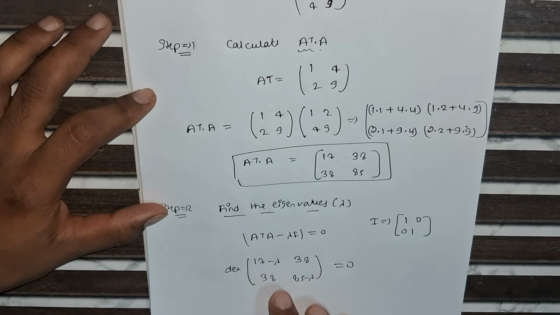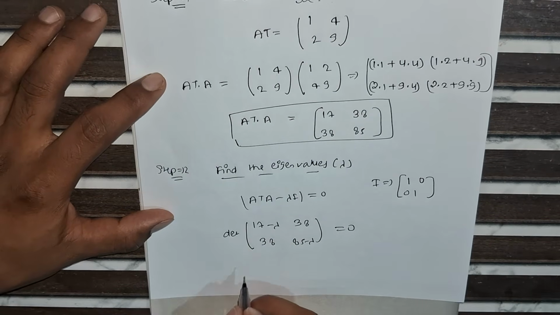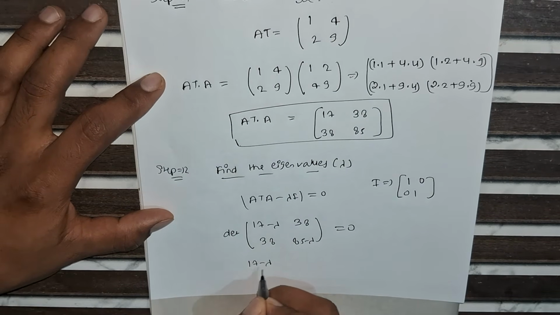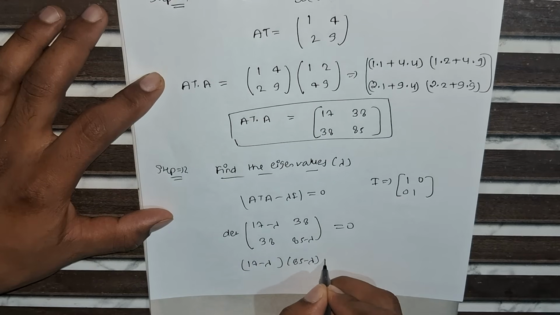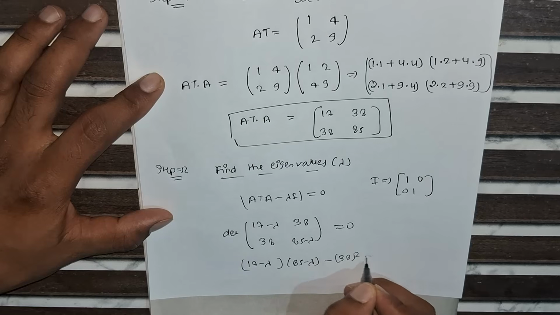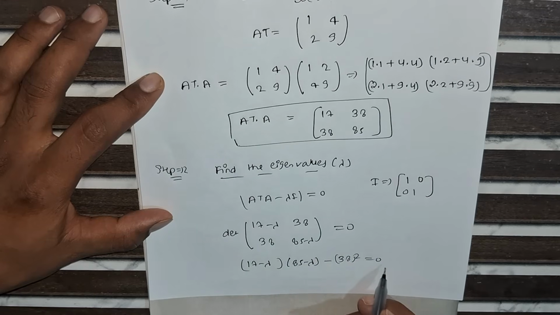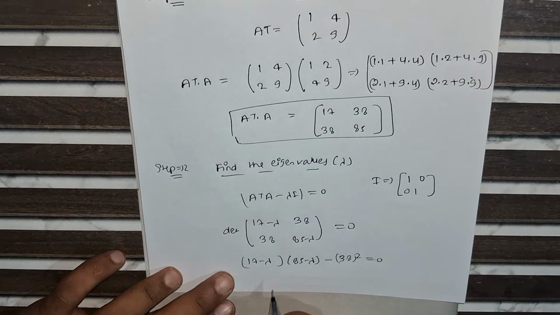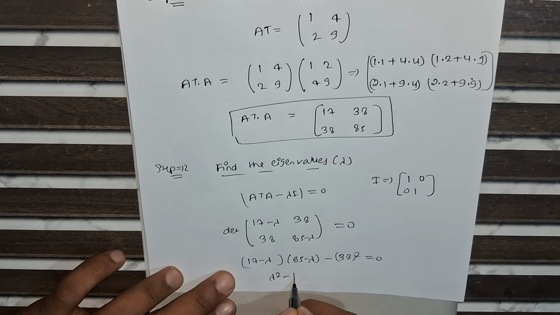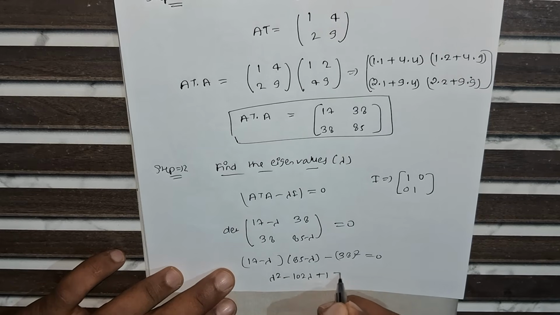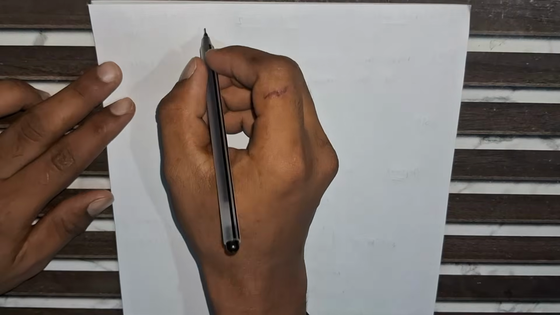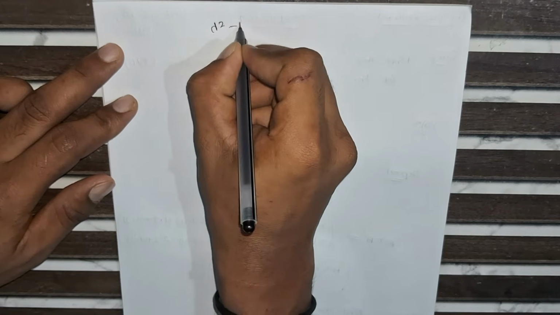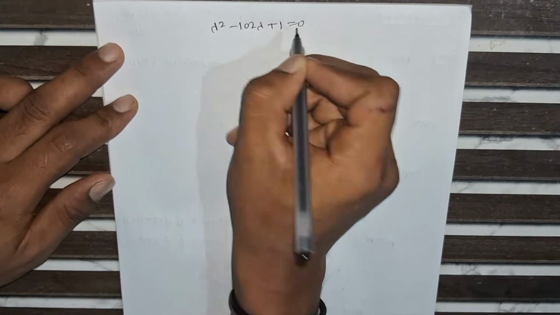Now take the determinant of this, which is (17 minus lambda) into (85 minus lambda) minus 38 square, which equals 0. Multiply this one and this one. When you solve it, it becomes lambda square minus 102 lambda plus 1 equals 0. This is our quadratic equation, and we need to solve it to get the value of lambda, which is our eigenvalues.